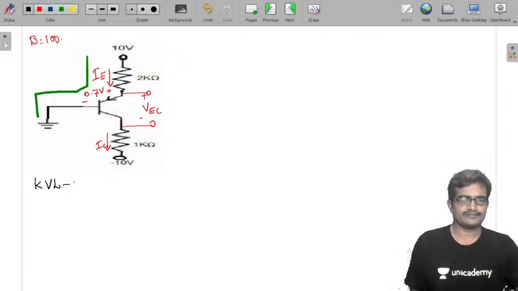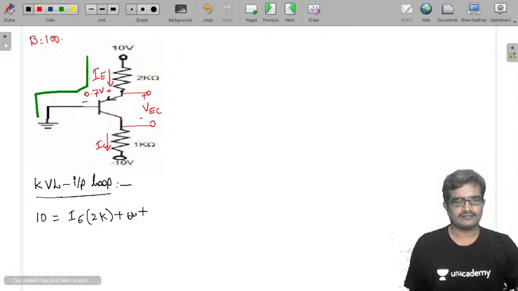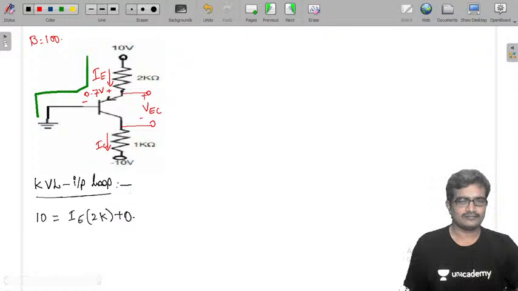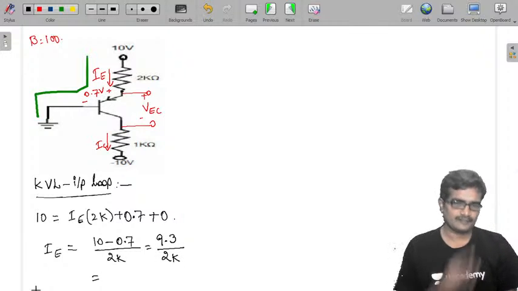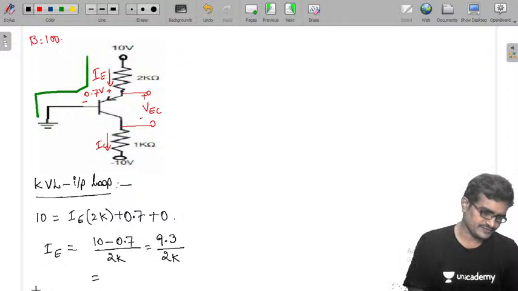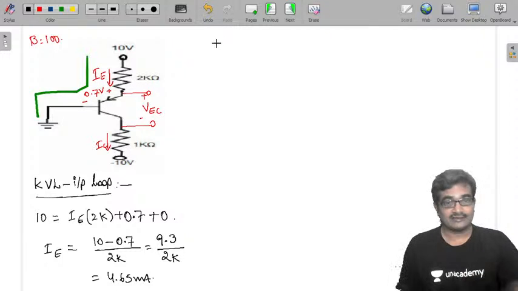Just we applied KVL to the input loop. So 10 equals IE into 2K plus 0.7 plus 0, because the base is connected to ground. From this we directly get IE. Therefore IE is (10 minus 0.7) by 2K, that is 9.3 by 2K. So 9.3 divided by 2 is 4.65 milliamperes. That is IE.